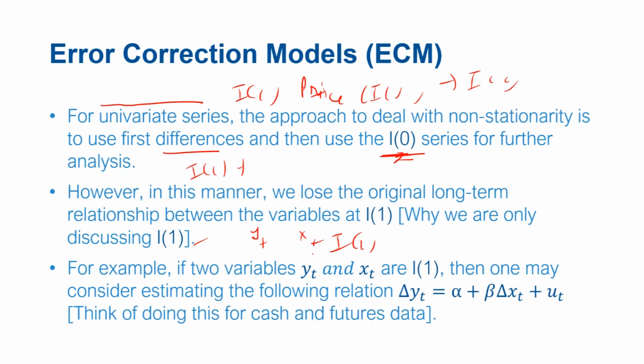Now, let's say there are two series yt and xt, they are I(1) in nature, and you try to estimate a relationship which is changes in yt vis-a-vis changes in xt. For example, you may have cash or futures data and you convert them into their first differences or return forms. The problem is that this is a sort of short-term relationship. Why?